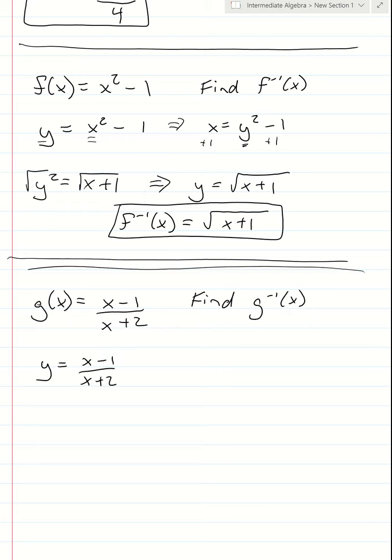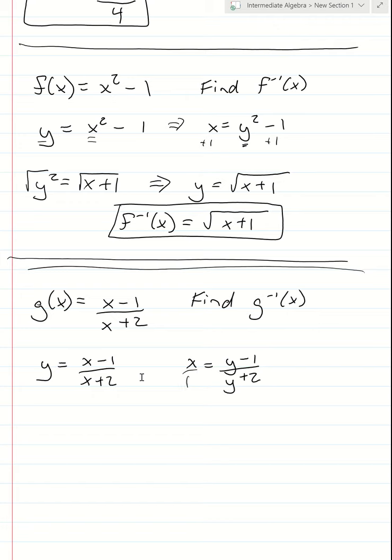And so now we move on to step 2. Step 2 tells us to take your variables, x and y, and switch them. And so now our equation would read x equals y minus 1 over y plus 2. Because we had 2 x's, we have to make them now 2 y's. We had 1 y, that becomes the 1x. Okay, that's how we switch them around.